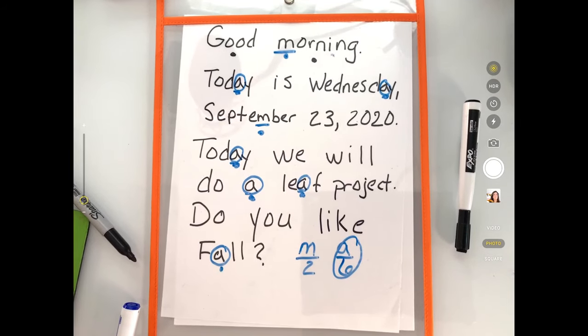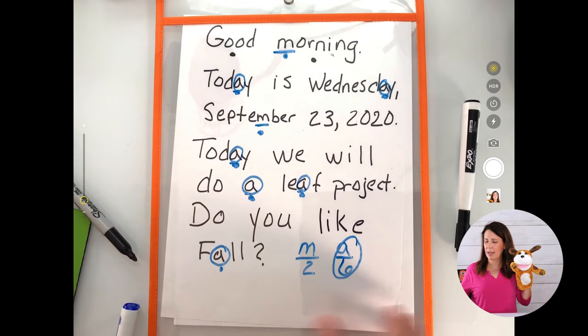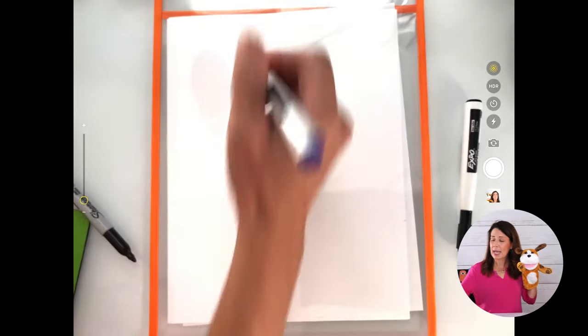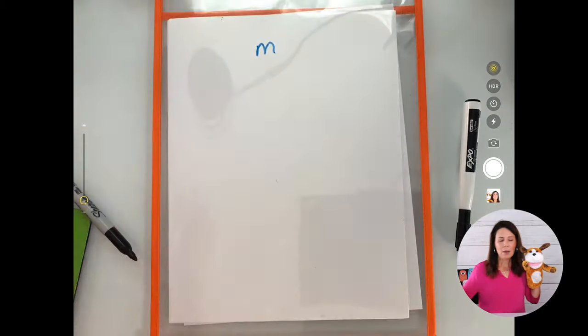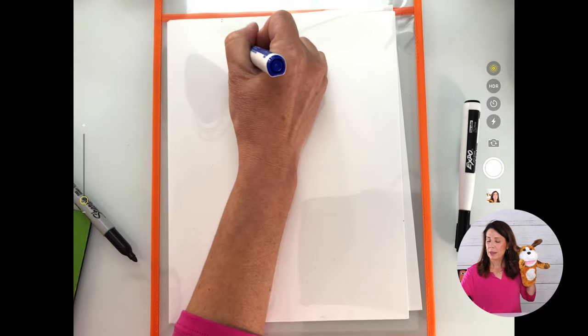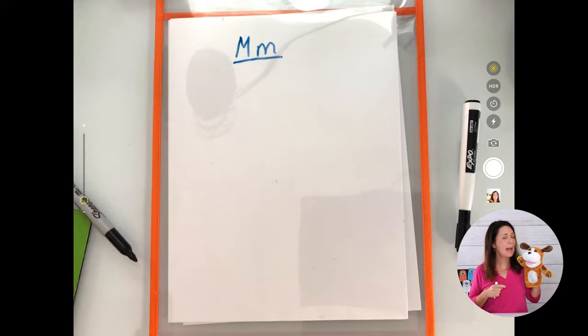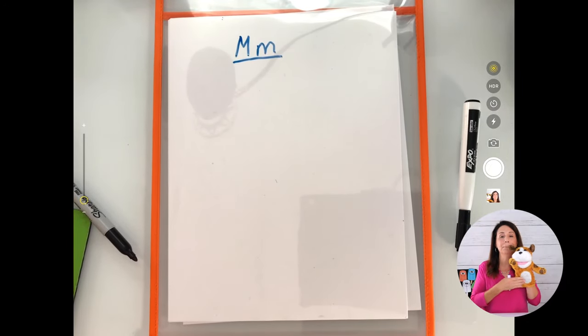Okay, let's go ahead and go back to our morning message. And let's do one more thing with our morning message. I'm gonna flip this over because today's letter is the letter M. And we need to think of some words that start with the letter M. Who let the M out? Good job. So, what are some words that begin with the letter M?